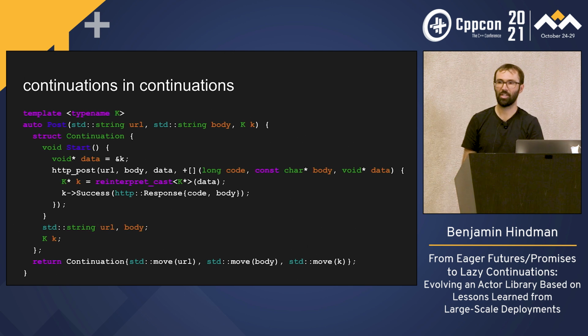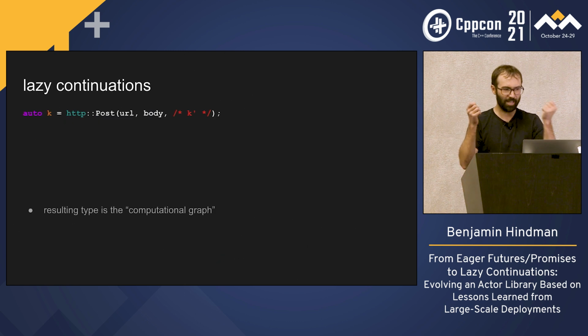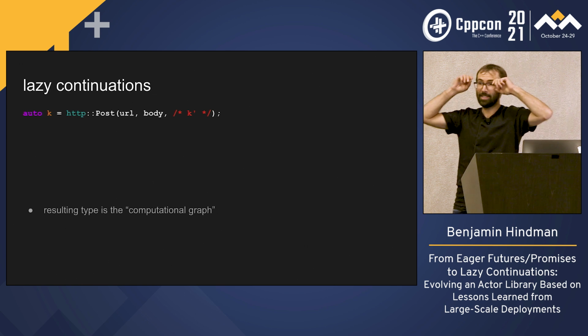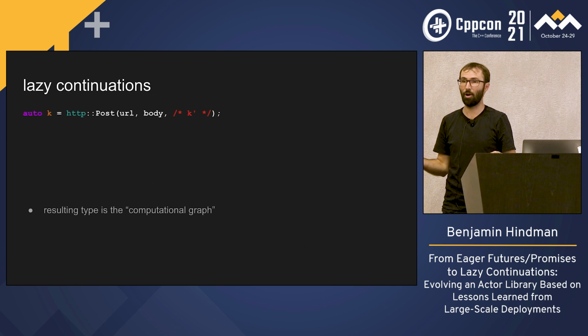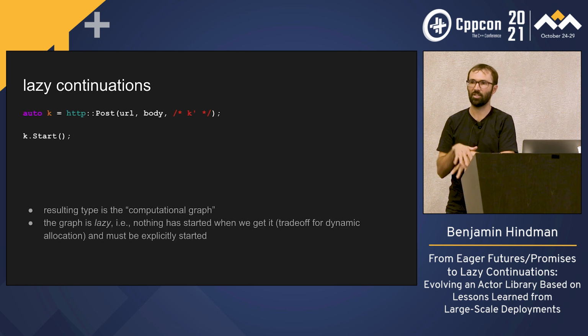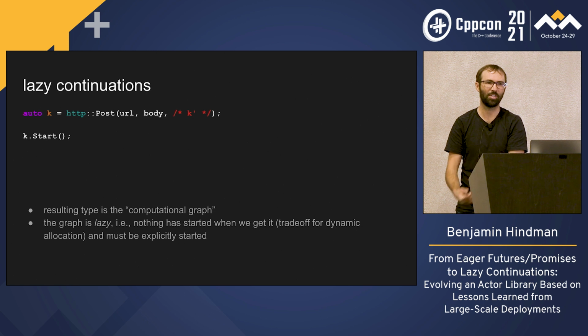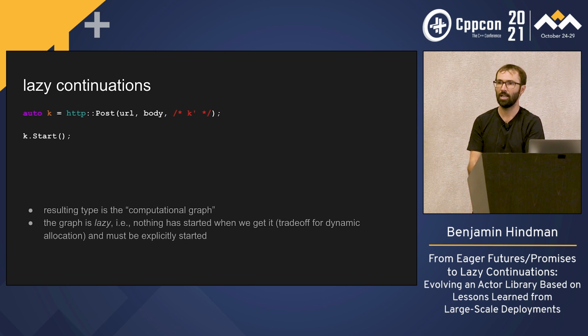And by doing so, I haven't actually dynamically allocated any memory. What I've done is get back this other continuation, which represents my computational graph that I want to execute. But the graph is lazy. I haven't actually started to execute anything yet, because I solved the problem with a level of indirection where I wrapped all this up into a continuation and returned it. Now I just have this k.